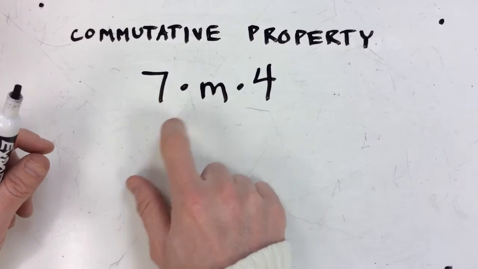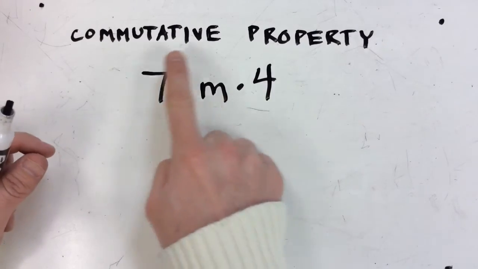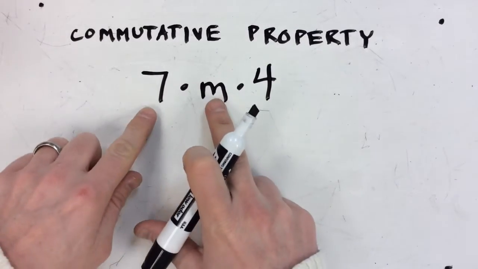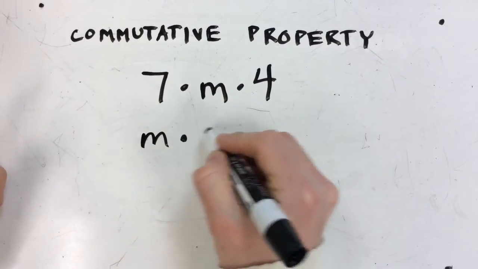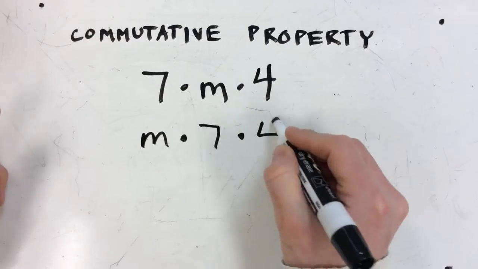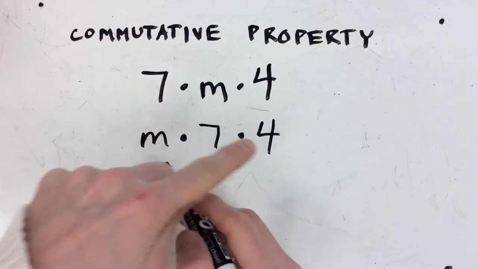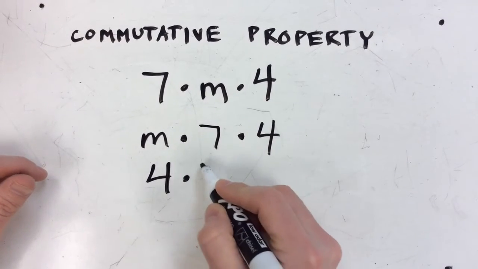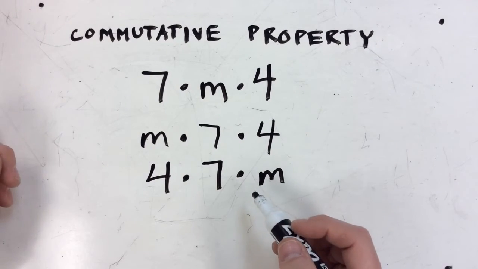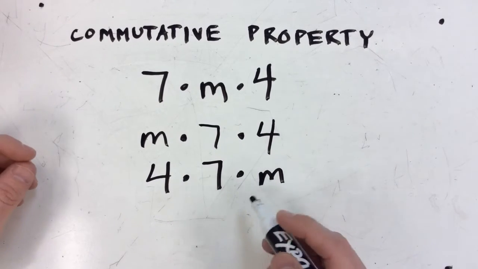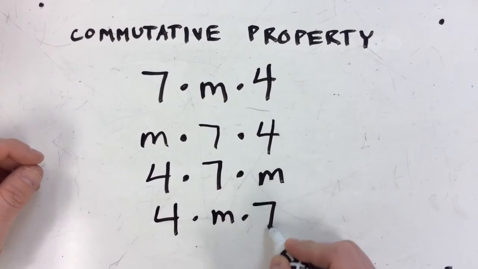So, 7 times m times 4, you'll get the same answer to this as you would get if you switched the order of these two numbers: m times 7 times 4. And you'd also get the exact same answer if you switched these two: 4 times 7 times m. And you'd also get the exact same answer if you switched these two again: 4 times m times 7.